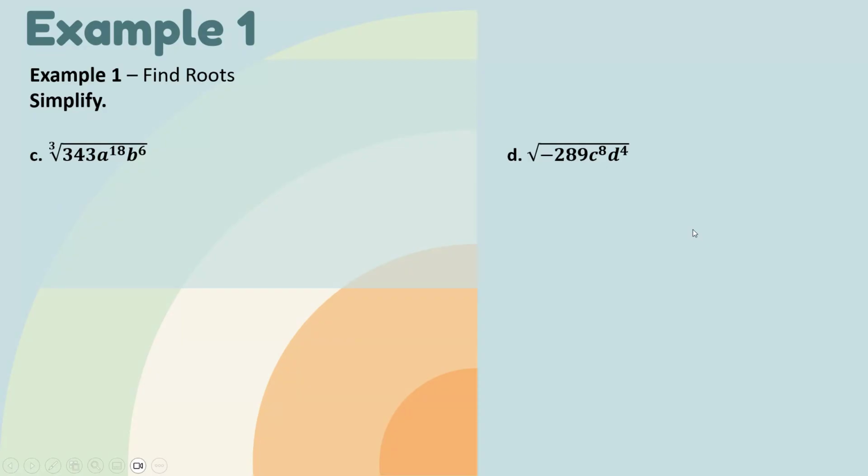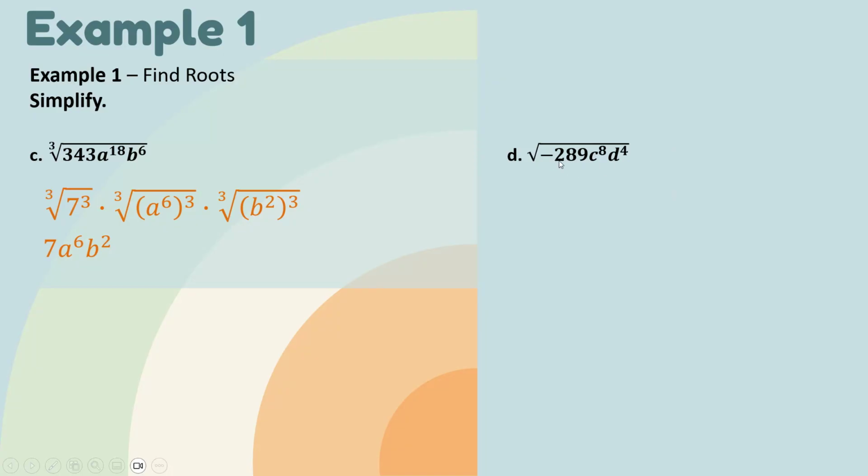When we're looking at third root, we're asking ourselves what times itself equals 343? What times itself 3 times? Okay, so notice these powers here. 18 is divisible by 3, 6 is also divisible by 3. So 343 is 7 cubed. We could write a to the 18th as a to the 6th cubed, and then we could write b to the 6th as b squared cubed, and then the cube root and cube power cancel each other out. So that simplifies to 7, a to the 6th, b squared.